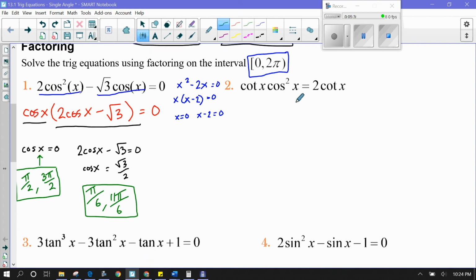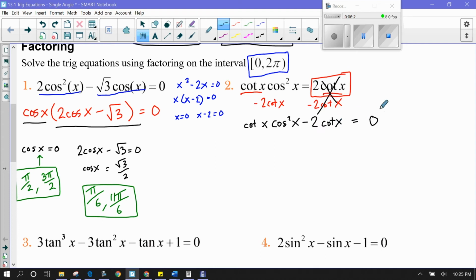Okay, so now in the next problem, what I'm noticing right off the bat is that between these two terms, they both have cotangent in common. So I'm going to go ahead and take this entire term here, and I'm going to move it over to the other side of the equation. I'll simply do that by subtracting it over to the other side. So let's say we do that. We should end up getting cotangent cosine squared x. We just subtract it over to cotangent x, and then the other side, since we subtracted that, is equal to 0.